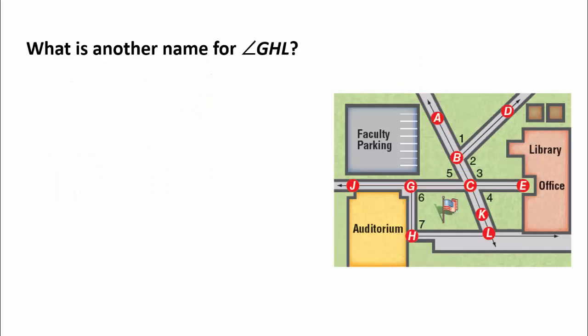The next question asks us, what is another name for angle GHL? I'm going to highlight angle GHL so we can see the angle more clearly, and we can name that same angle. Well, first of all, we can name it with that number, angle 7. We can also name it LHG, just backwards, LHG.